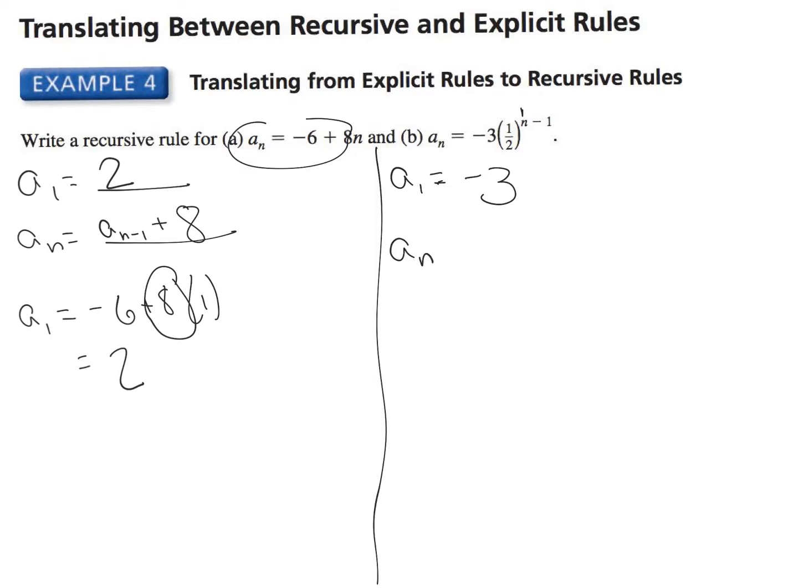Now, in order to determine what the rule is, it needs to be written in the form of r times a to the n minus 1. So we need to know what our rate is. If you guys remember, 1/2 shows rate. So this is 1/2 times a to the n minus 1. And a of 1 equals negative 3.